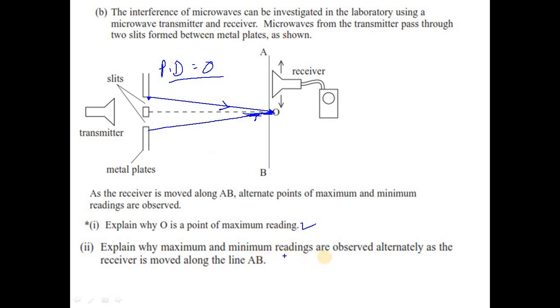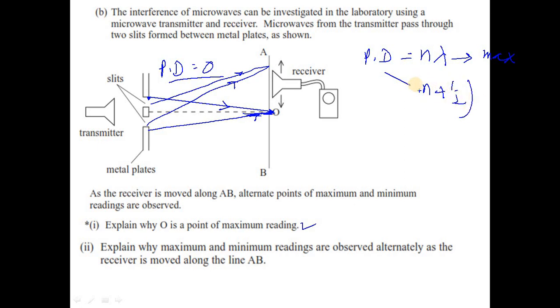Explain why maximum and minimum readings are observed alternately as the receiver is moved along the line AB. If the receiver is moved along the line AB, ray 1 is coming from there and ray 2 is coming there. So definitely there is a path difference after reaching the screen. If the path difference is n lambda at that point, then you have a maxima, and if the path difference is n plus half of lambda at that point, that refers to a minima or a destructive interference.